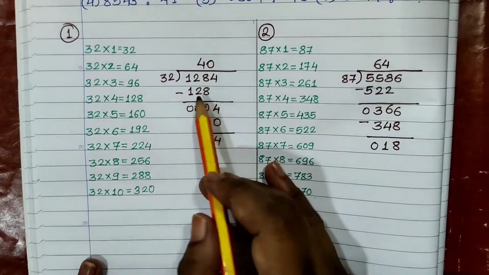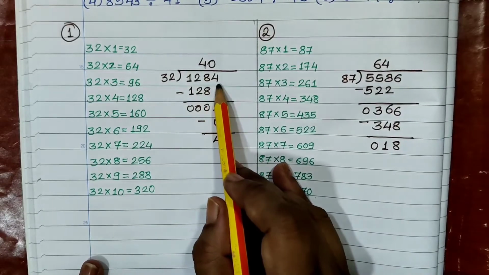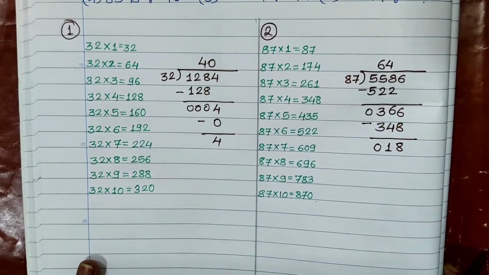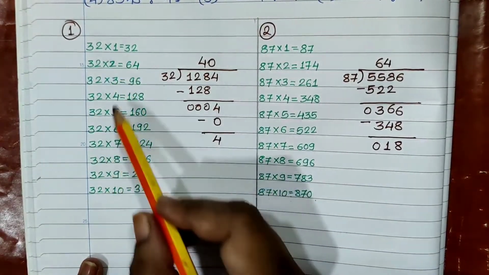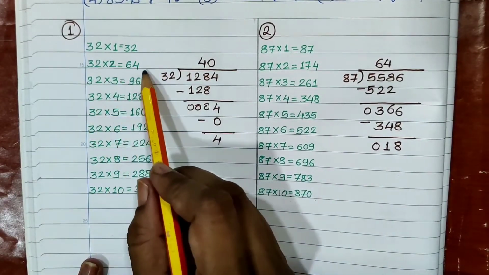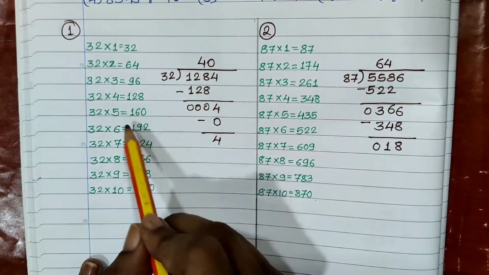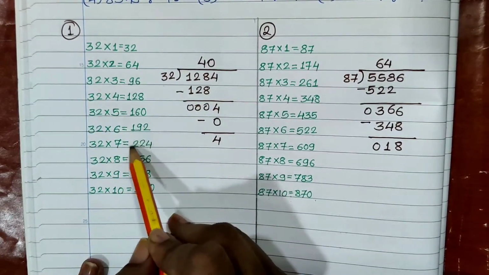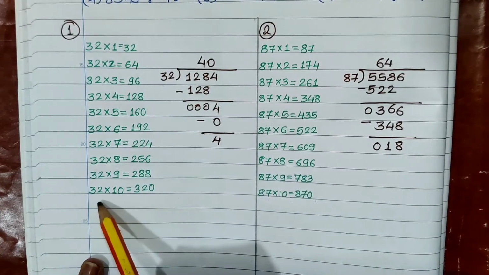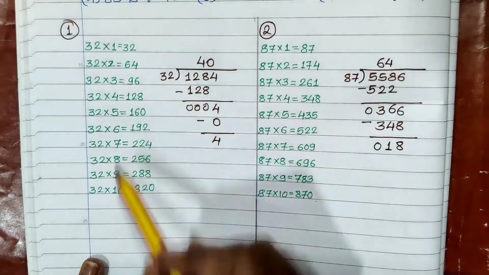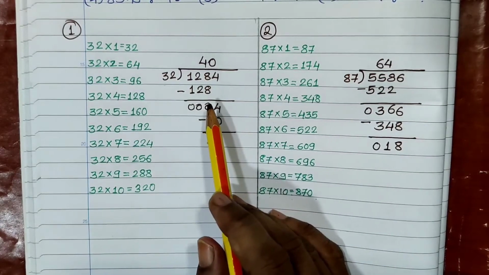So as you all can see here, first is 1284 divided by 32. 32 is a very big number. So first we will prepare the table of 32. 32 ones are 32, 32 twos are 64, 32 threes are 96, 32 fours are 128, 32 fives are 160, and so on, till 32 tens are 320. We will prepare a table and then we can divide.